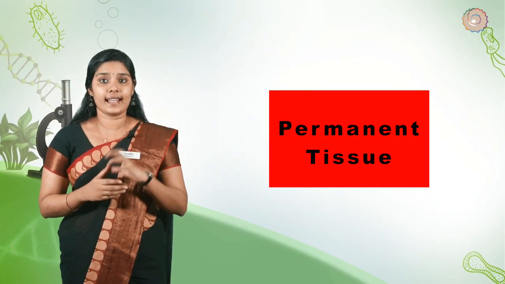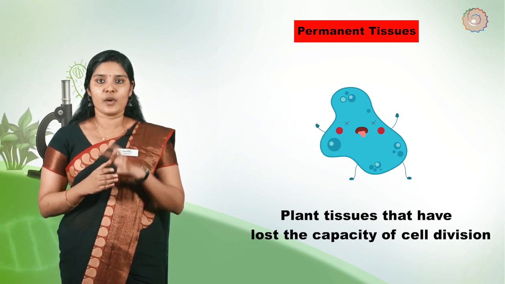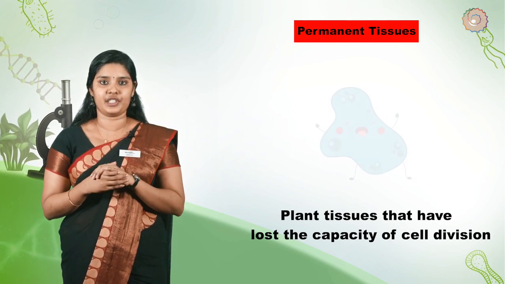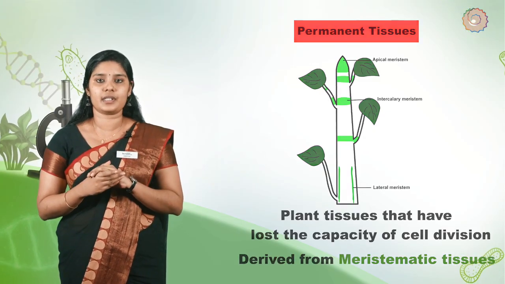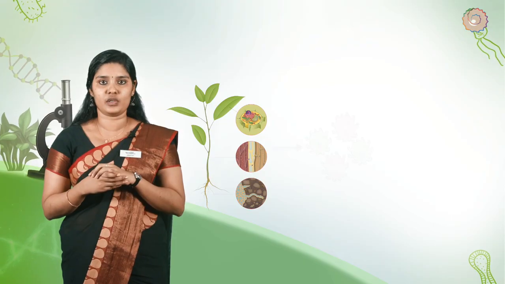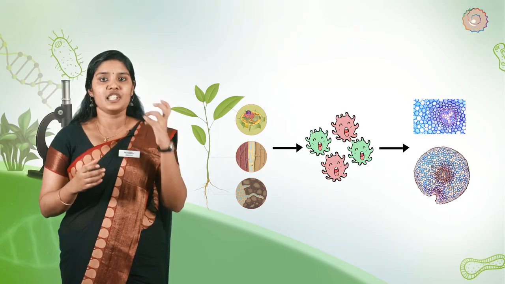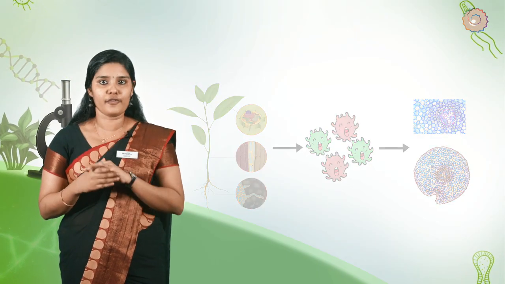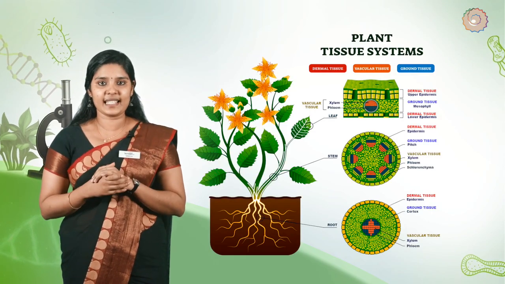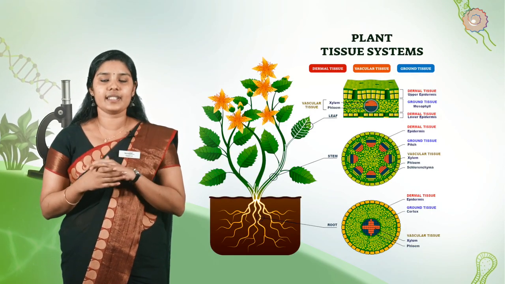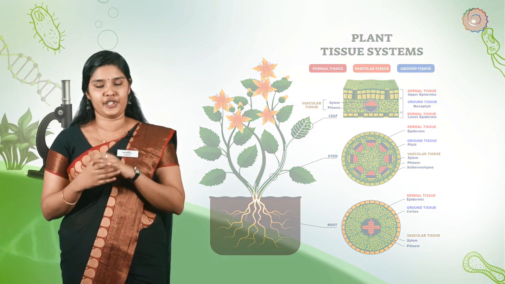Next, let's discuss another type of plant tissue, permanent tissues. Permanent tissues are groups of cells which have lost their capacity for cell division. They are derived from the active cells, that is, the meristematic tissues. When cells formed by meristematic tissues lose their capacity to divide and take up specific roles, permanent size, shape and function, permanent tissues are formed. This process is termed as differentiation. As meristematic cells grow and mature, their characteristics slowly change and they become differentiated as components of other tissues.